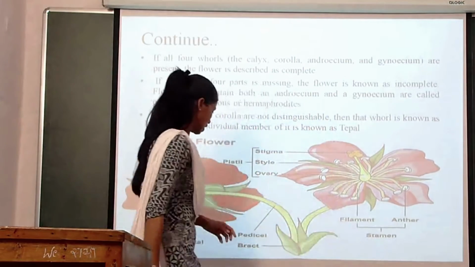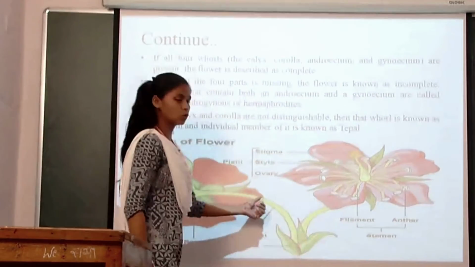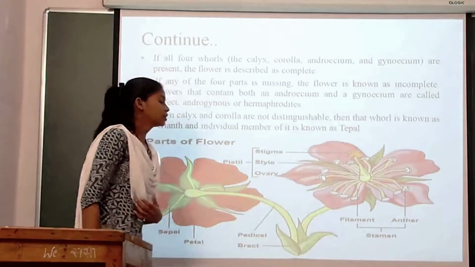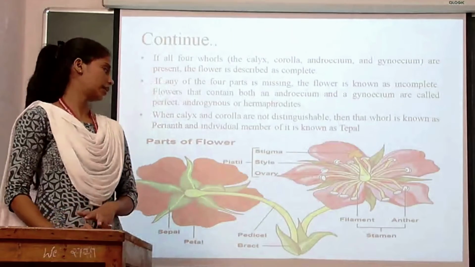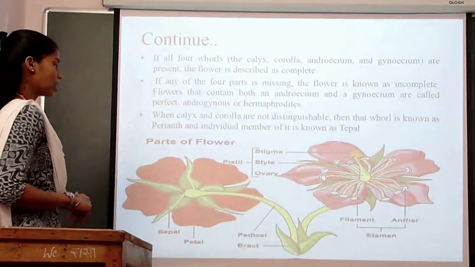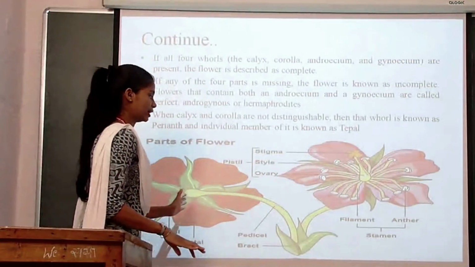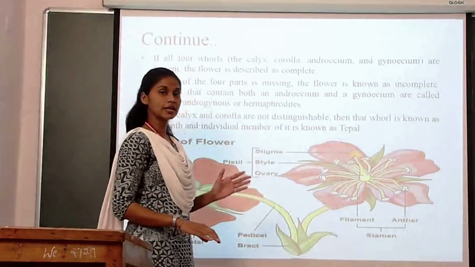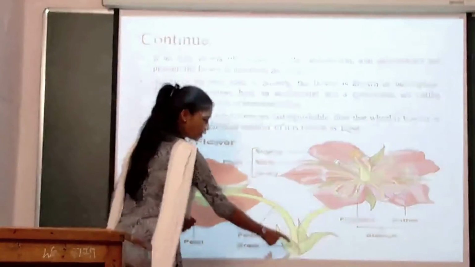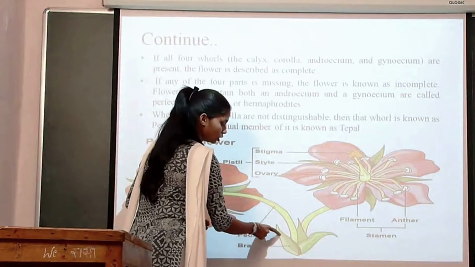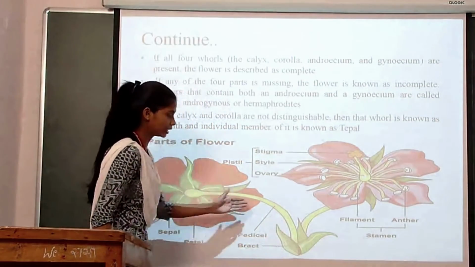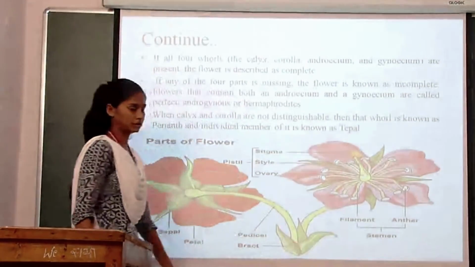And the stalk of flower is known as pedicel. If the stalk is present in that flower, it is known as pedicellate flower. If that stalk is absent, then that flower is known as sessile flower. And small green leafy outgrowth is known as bracts. It is at the base of the flower.